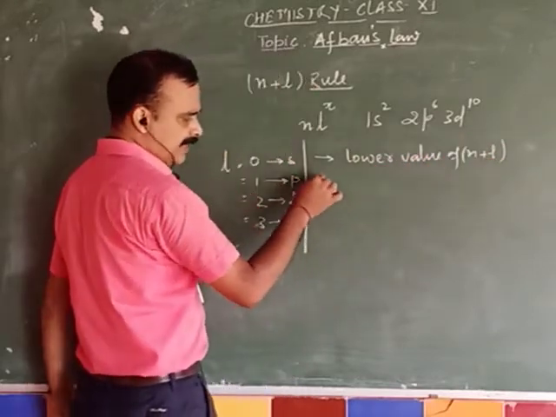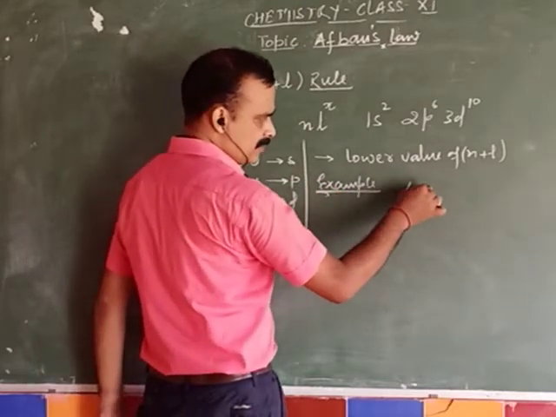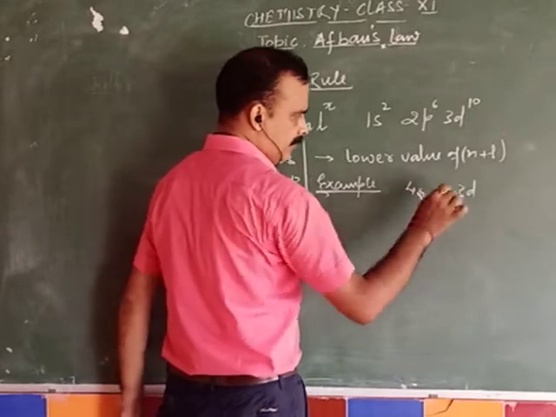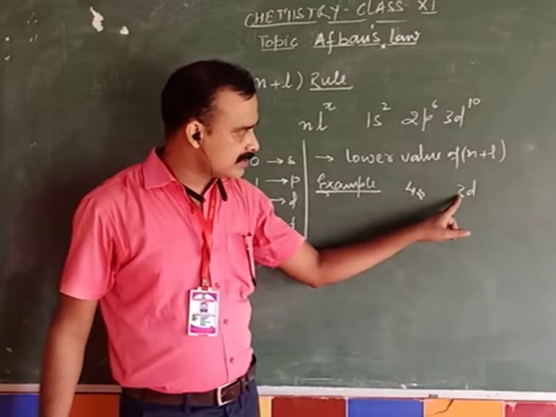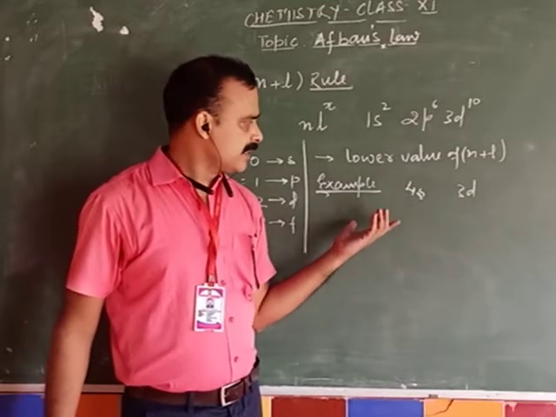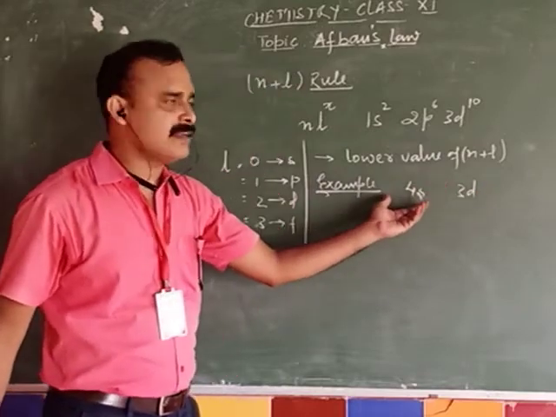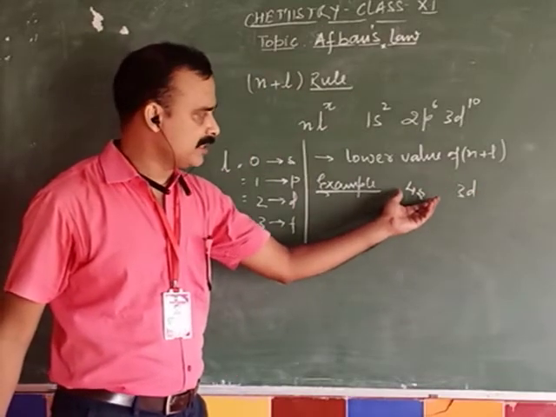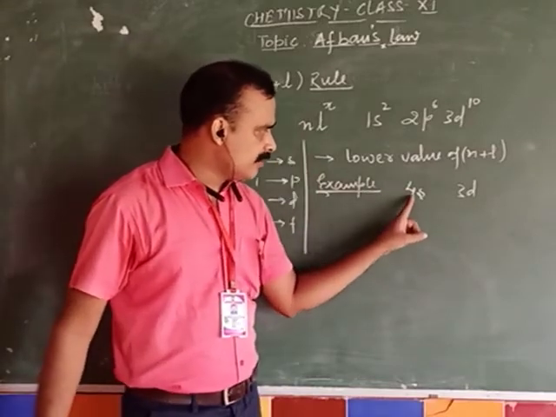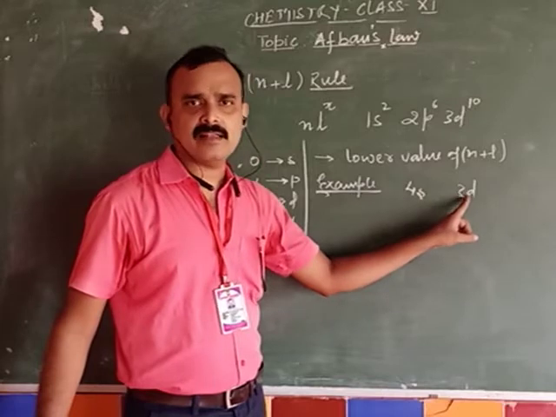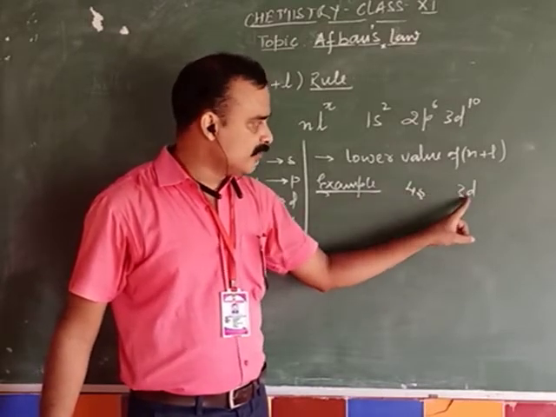Suppose I am giving an example here. Look at this. We have two subshells, 4s and 3d. This is the fourth shell and this is the third shell. Then basically one can think the electron will fill in the third shell first and then will move into the higher energy, that is the fourth shell. But it is not so. Electrons are going to fill firstly in the fourth shell, so 4s is filled before 3d.